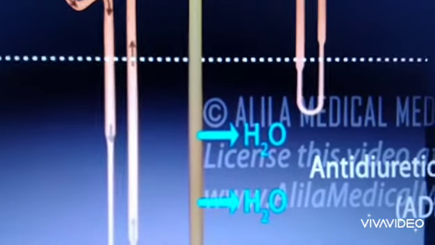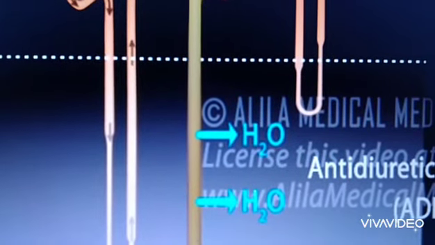If the body is dehydrated, more water is reabsorbed back into the blood, and if the body is hydrated, then a greater amount of water is excreted through urine.